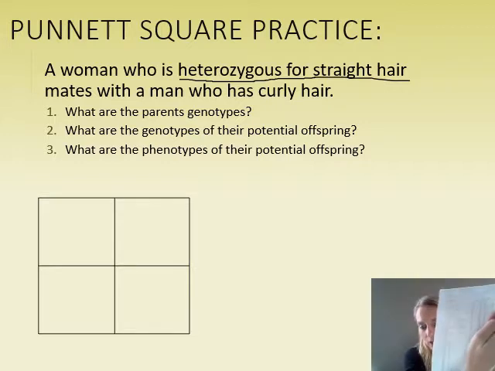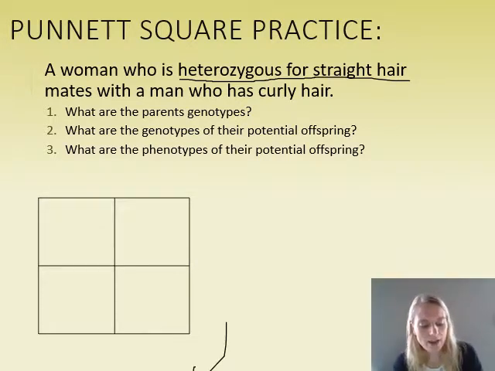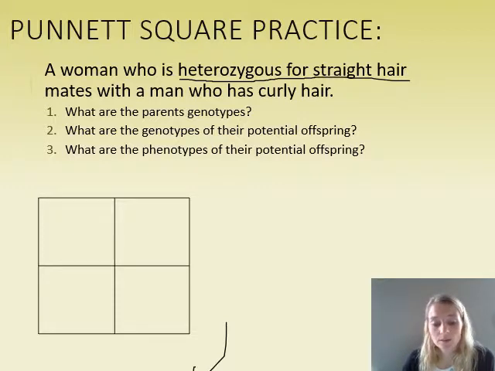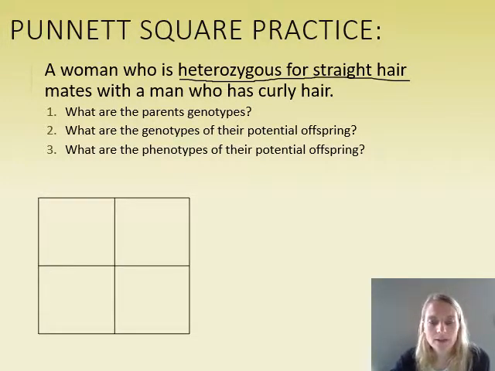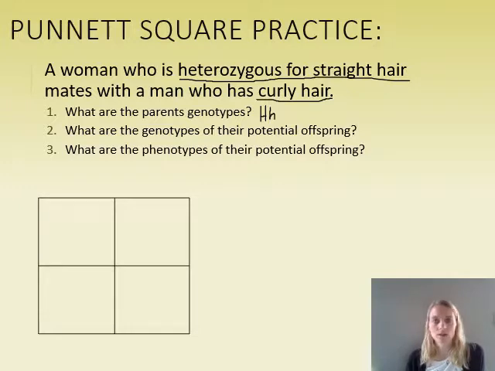I have a little cheat sheet here, so I wrote on my notes. I have my key. Heterozygous means there's going to be a dominant and a recessive. Okay, so let's write that. What are the parents' genotypes? The mom is heterozygous for straight hair. That's the information I'm getting out of the question. And then it says she mates with a man who has curly hair. Well, it doesn't tell me homozygous or heterozygous. How would I know what the genotype is?